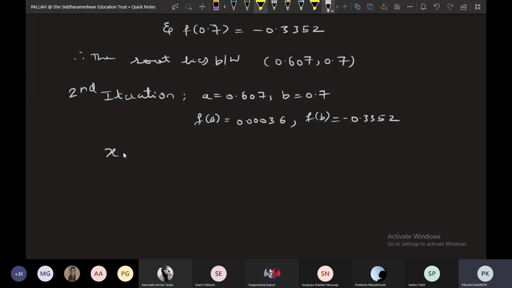Okay, so we say the root of the second approximation, denoted as x2. Again, what is the formula? A into f of B minus B into f of A, divided by f of B minus f of A.